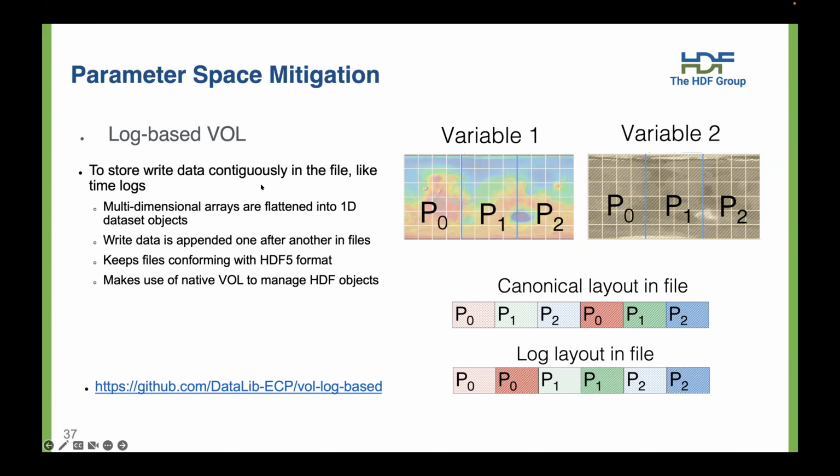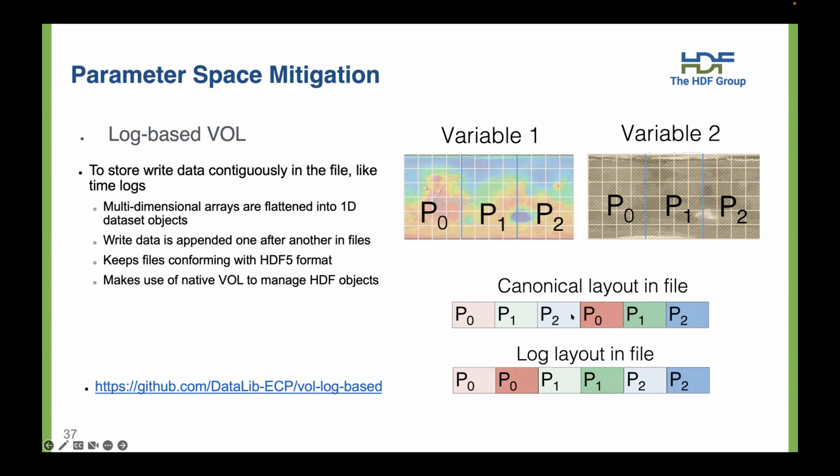Essentially, it writes data contiguously in the file, like time logs. So for example, if you have a variable 1 and a variable 2, and you've divided that up among the ranks, normally HDF5 and a lot of applications do this: you'll have process 0 write its part of the data set first, and then right after that, you'll have the second rank, and then the third rank also write one after the other.